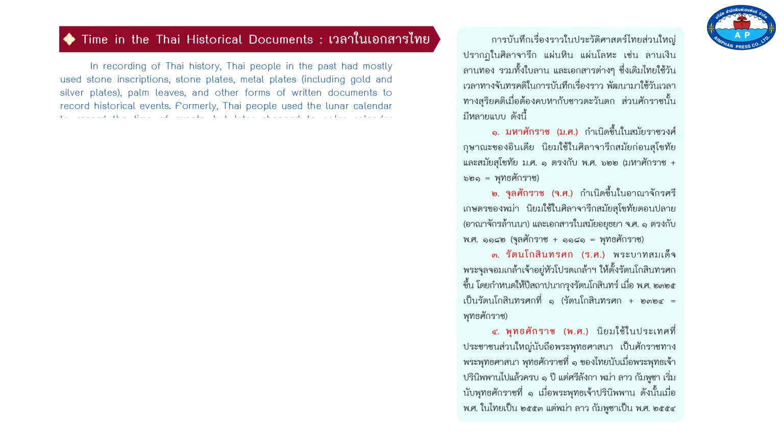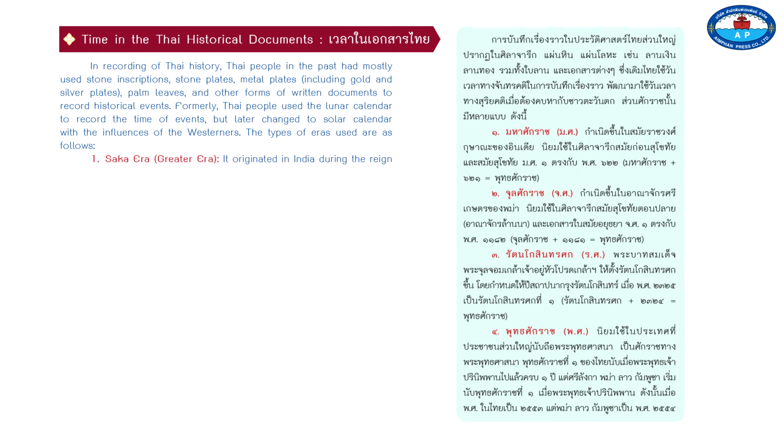Formerly, Thai people used the lunar calendar to record the time of events, but later changed it to solar calendar with the influences of the Westerners. The types of eras used are as follows. 1. Sakka era, Greater era.